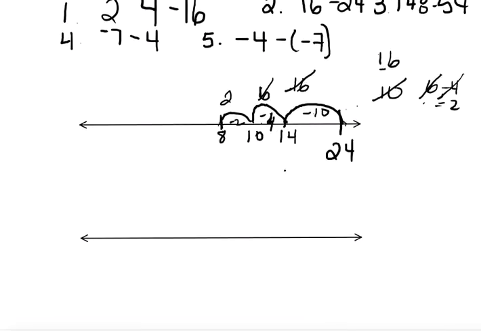Now let's go to the next one. We're starting with 16. And we're going from the end of our number line. Here, let's move it all the way to the end of our number line. And we're taking away 24.